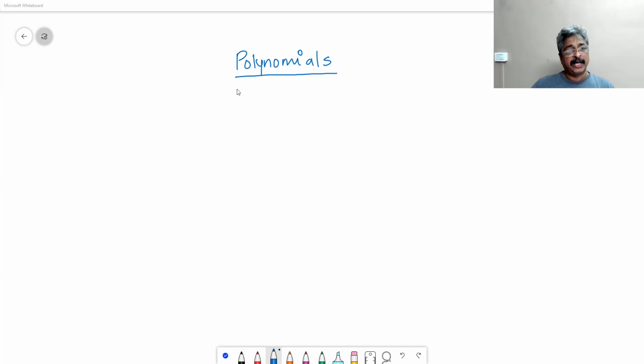Then when I ask whether 1 plus x square plus x cube, something like this, is a polynomial or not, many of you said yes, this is a polynomial, but Jaydeep said no, this is not a polynomial. So there is a difference between this and 1 plus x square plus x cube, full stop. There is a difference between these two. Maybe this is what we are interested in, and this is what we will call a polynomial.